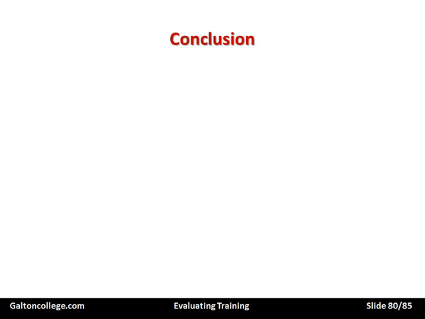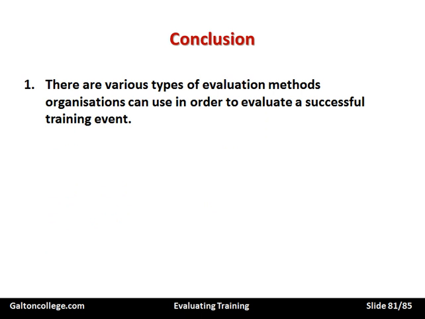The conclusion to all of this, well, there are various types of evaluation methods organizations can use in order to evaluate a successful training program. We've looked at the Kirkpatrick model and the ADDIE models, and in terms of the ADDIE model we looked at evaluation as the last component and briefly ran across what was required for good evaluation there. The Kirkpatrick model is somewhat more detailed, but as we've seen as we worked our way through it, it's also very complex to get accurate information.